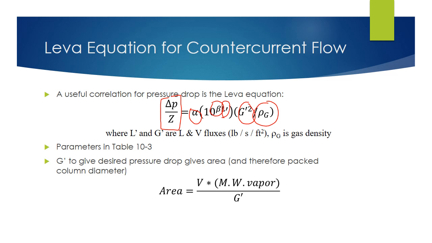Usually the dependence on L prime is weaker than the dependence on G prime. So you may find that beta is small enough that you can basically ignore the dependence on liquid flow rate and just focus on G prime, and basically find a diameter so that the area of the column is going to depend on the total volumetric flow rate and G prime, and you can use that to figure out the cross-sectional area and therefore the diameter of the column. So that would allow you to do a complete design, and you could say my column needs to be 6 feet of packing, 2 feet wide, and go from there and do your design.